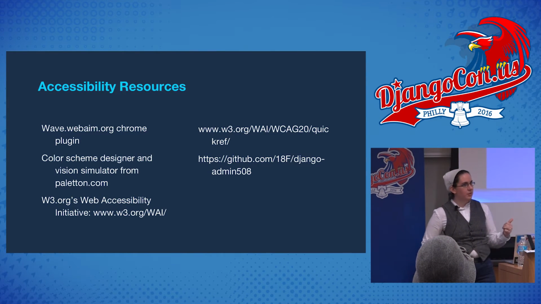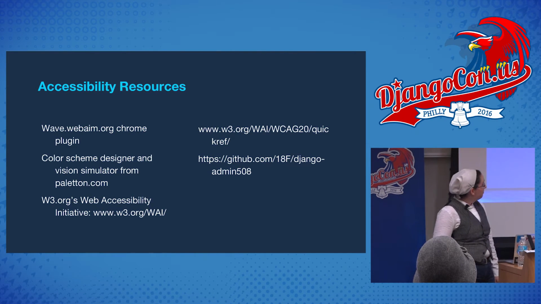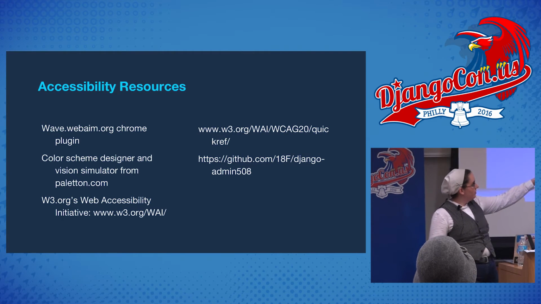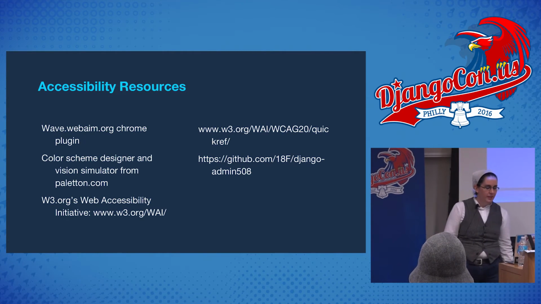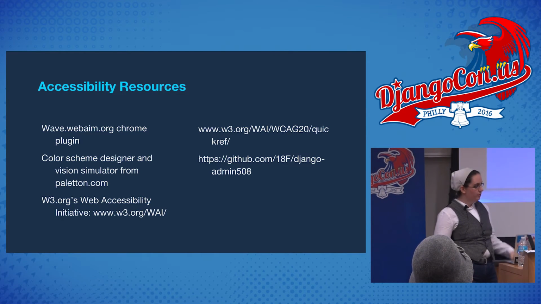So here's some accessibility resources. I'm going to have some extra time for questions because apparently I talk way too fast. Over there, that last link, the Django admin 508 GitHub repository, you can actually just install that as an app in your project, and it will override your Django admin styles for you to give you the darker blue that you just saw here.